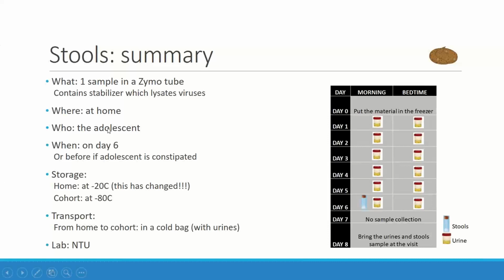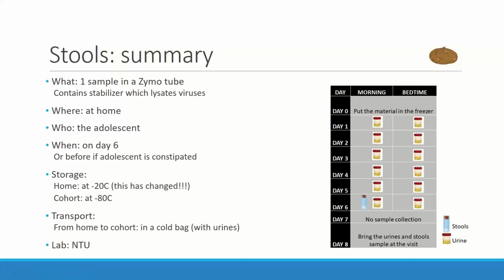So this sample will be collected by the adolescent at home, and we recommend collecting the sample on day 6. But if the adolescent tends to be constipated, this adolescent can collect the sample on day 5 or 4 or whatever we want. Yeah, the sample will be stored at -20 in the freezer, and this has been changed from previous protocols.